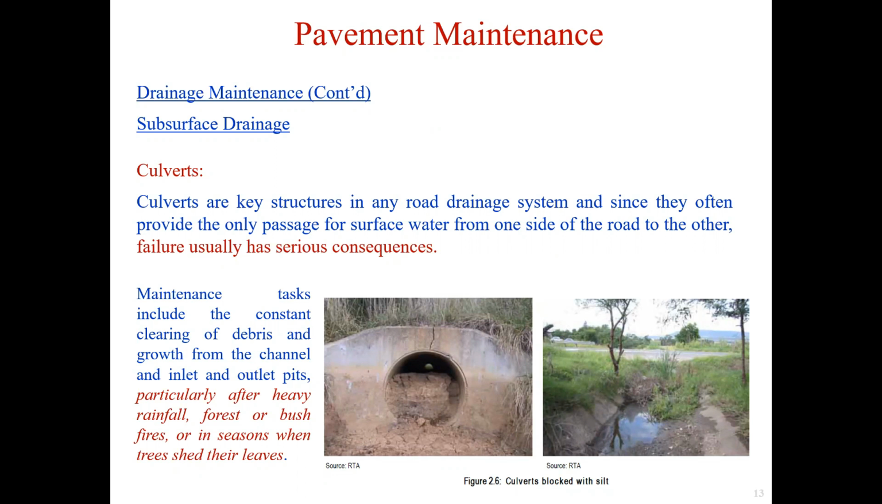Maintenance of culverts includes constant clearing of debris and any growth from the channel and the inlet and outlet pieces. Special consideration needs to be taken after heavy rainfall, forest or bushfires, or in seasons where trees shed their leaves. The accumulation of silt or drift sand in the culvert barrel must also be removed periodically by mechanical or hydraulic means.